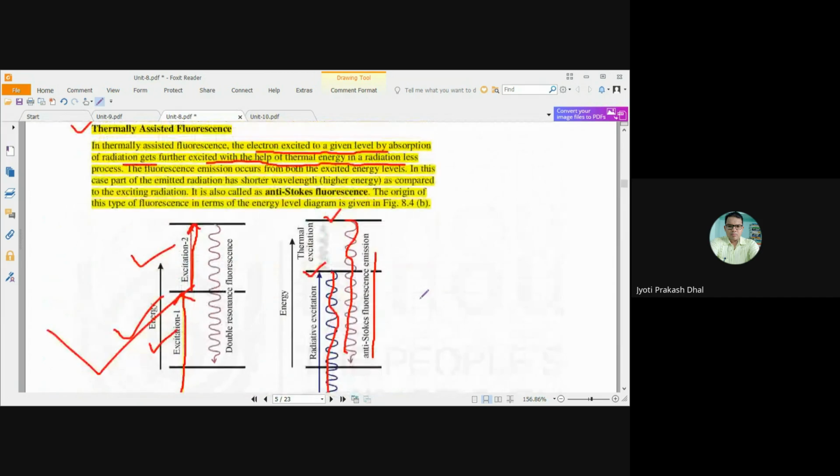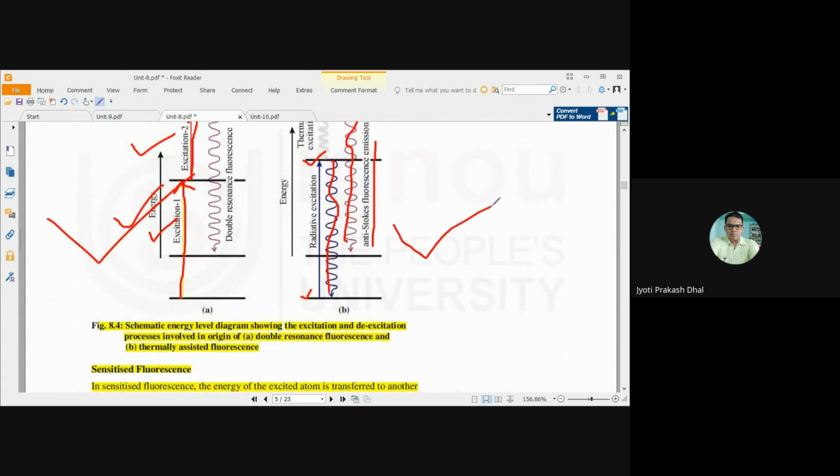So here in this figure, part of the emitted radiation has short wavelength as compared to excitation wavelength, because initially the atom undergoes absorption of electromagnetic radiation and moves from the ground state to an excited state, and from that excited state the atom will undergo transition to a still higher excited state by absorbing thermal energy. From the second higher excited state, if it comes back to the ground state or to a lower energy state, that is called anti-Stokes fluorescence. The origin of this type of fluorescence in terms of energy level is shown in figure 8.4b.